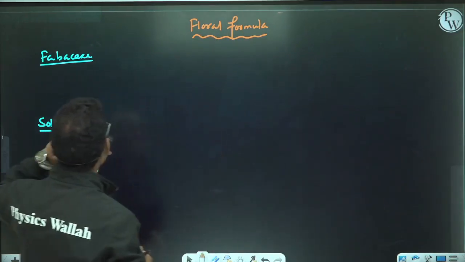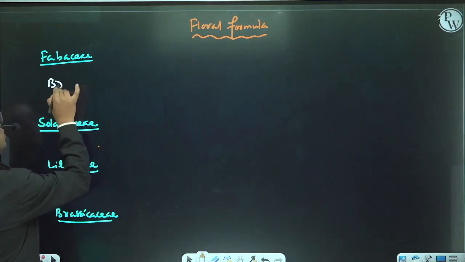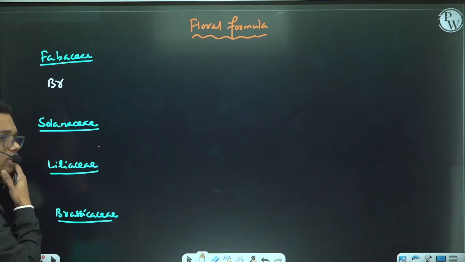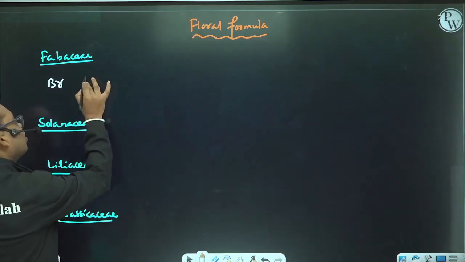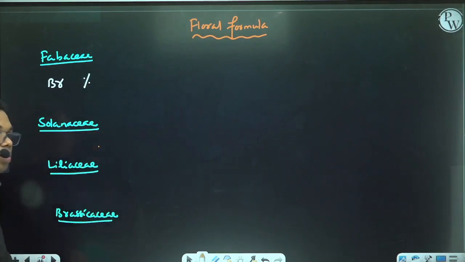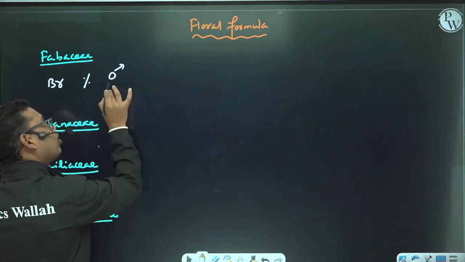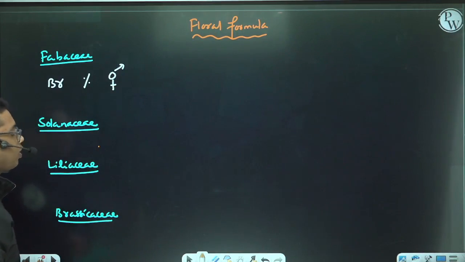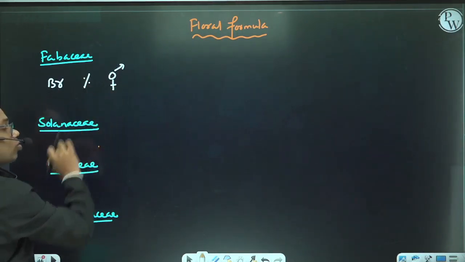So what about Fabaceae? In case of Fabaceae, the bract is present, so I will write BR. BR indicates the bract, so I will call this condition bracteate condition. What about the symmetry? The symmetry is zygomorphic. What about the sexuality? It has male sex organ as well as female sex organ, so it is bisexual in nature. Bract, then the symmetry, then the sexuality.